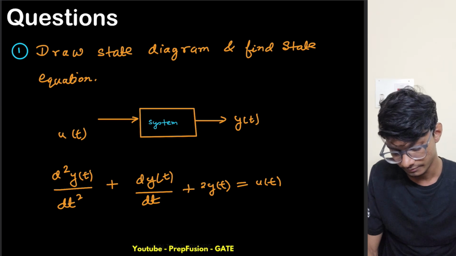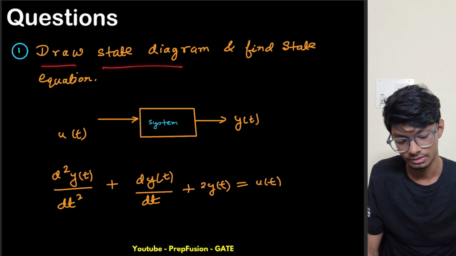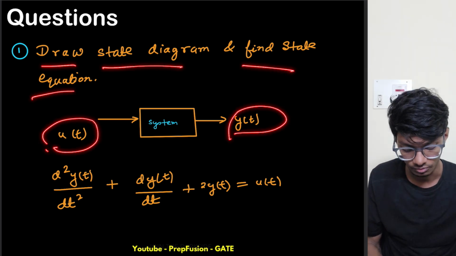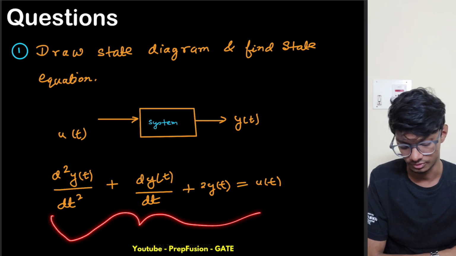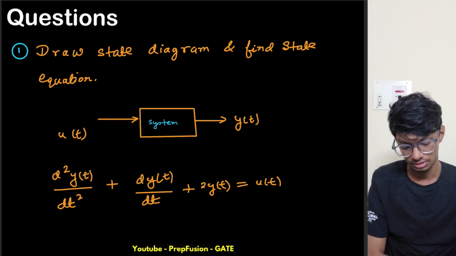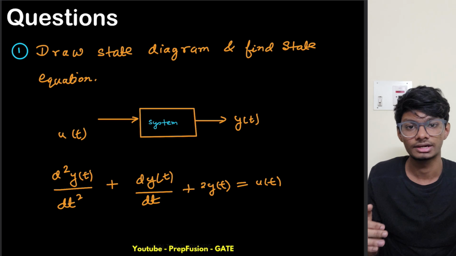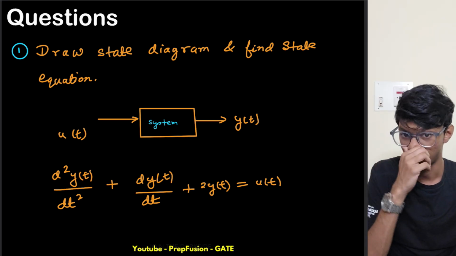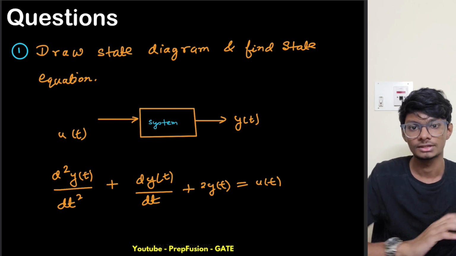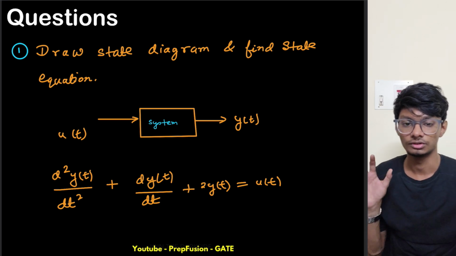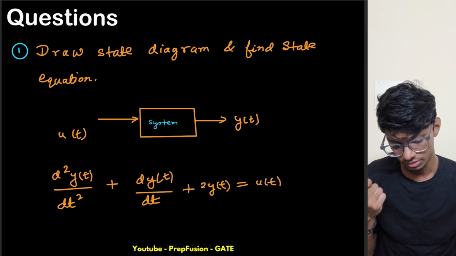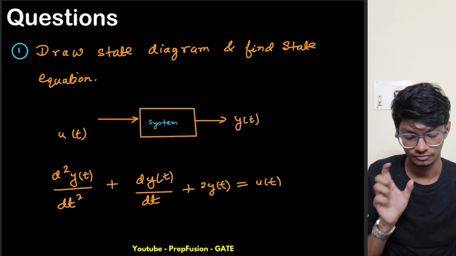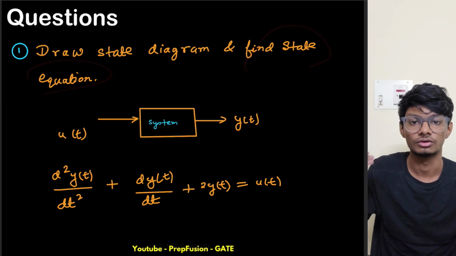So what is the first question? We have to draw the state diagram and find the state equation for this input and output, as they are related like this. The relation between the input and output is a second order differential equation, so we could solve this using Laplace and directly find the transfer function. But we will not do this with Laplace, we'll do it with state space. So we have to draw the state diagram and also find the state equation. First we'll find the state equation, then we'll draw the state diagram.